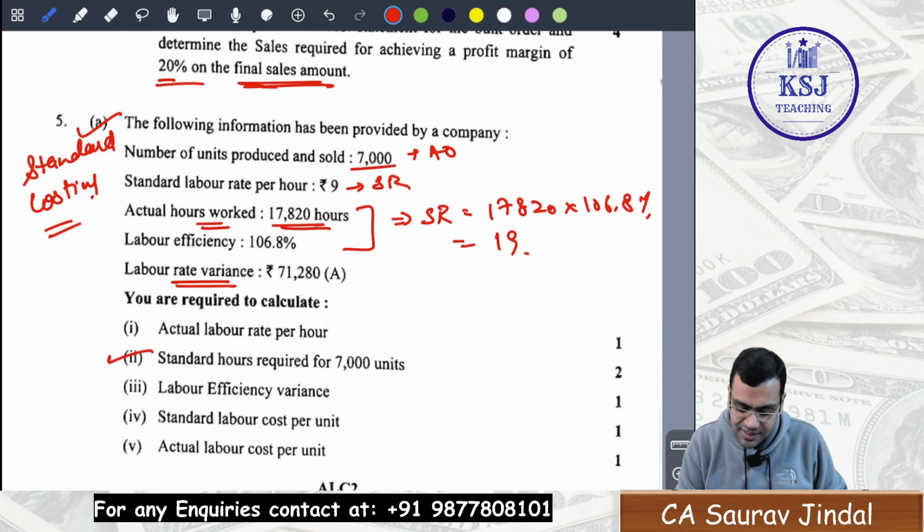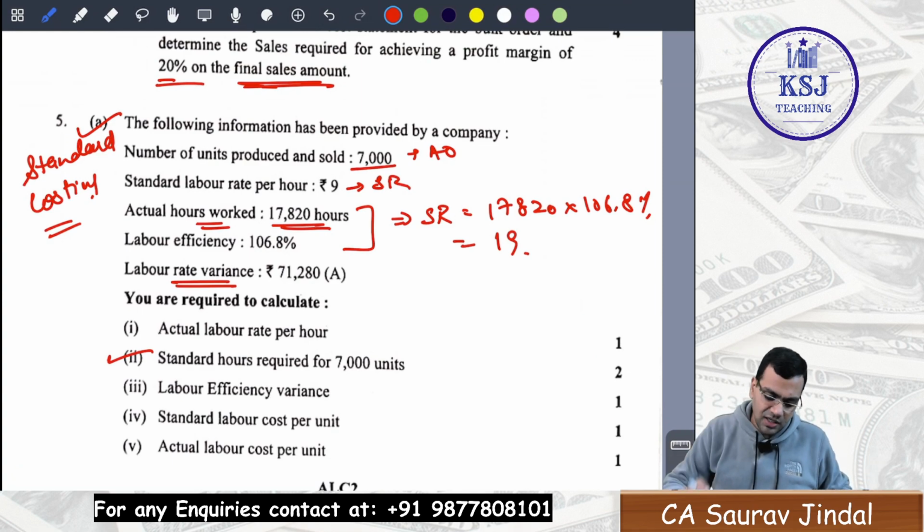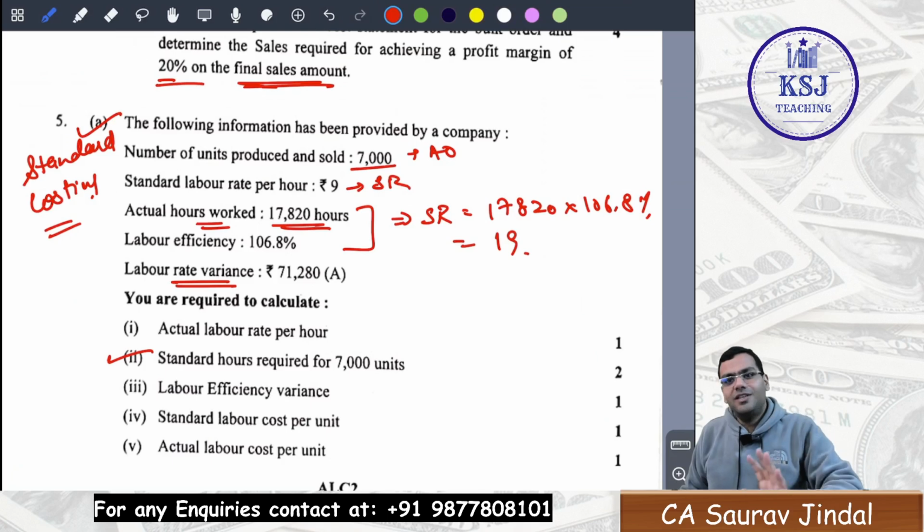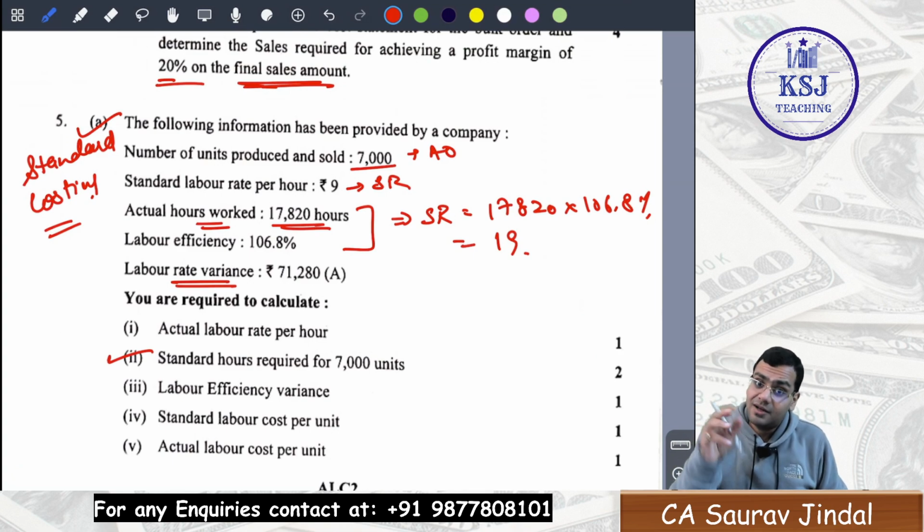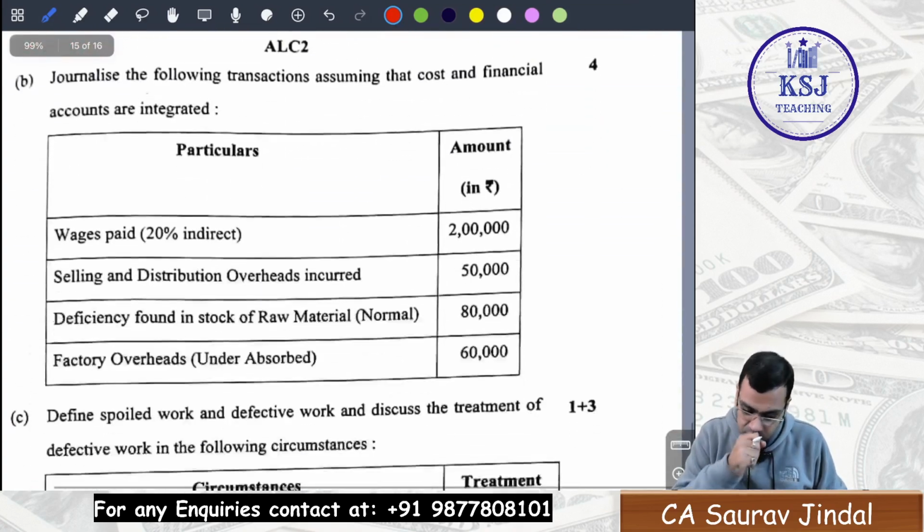Rate variance is given. You can calculate number of units. Actual output is given. Standard rate is given. Actual hours are given. The only thing was the calculation of the standard hours required for 7,000 units. Right? So basic application. What is the role of that efficiency? That's what we need to figure out.